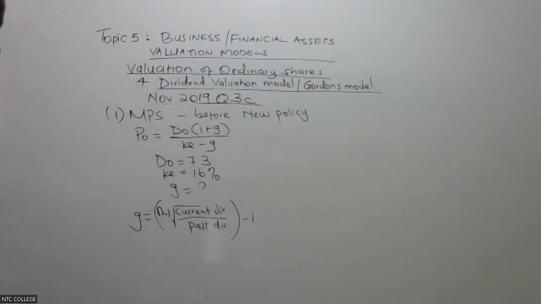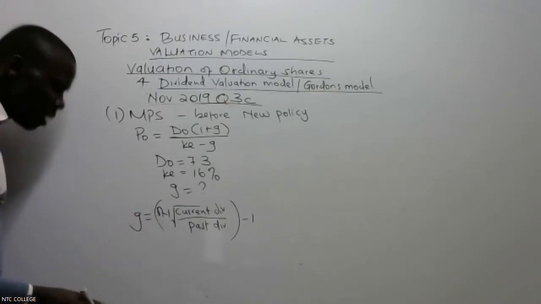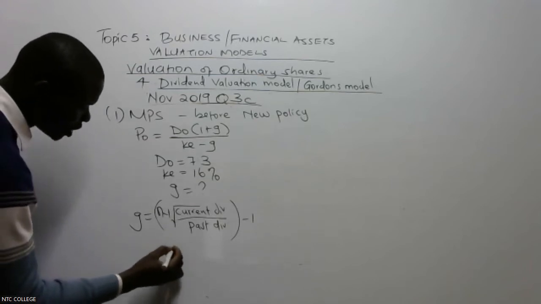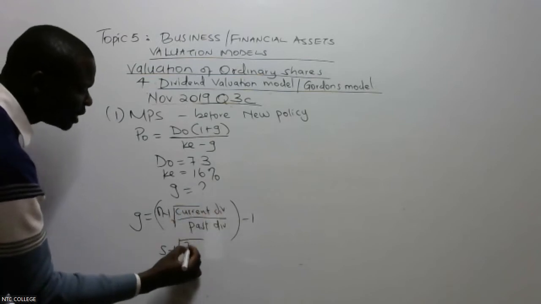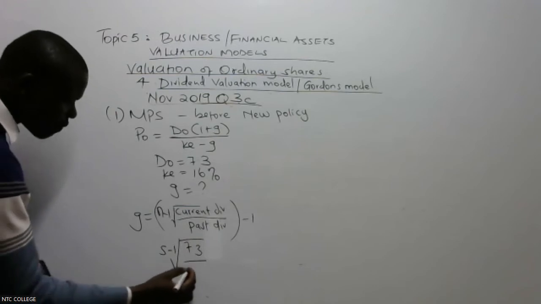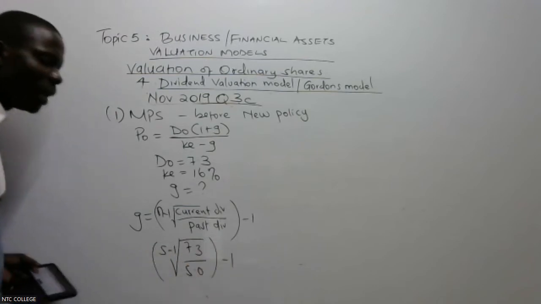I believe we are following. So our n in this regard, we are having how many periods? 5 periods. So it's a 5 minus 1 root of current dividend, which is 7.3, divided by past dividend of 5.0. Then we next one. Higher, what our calculator?